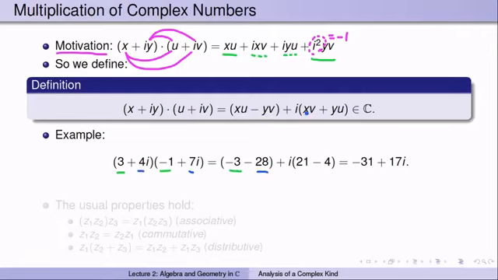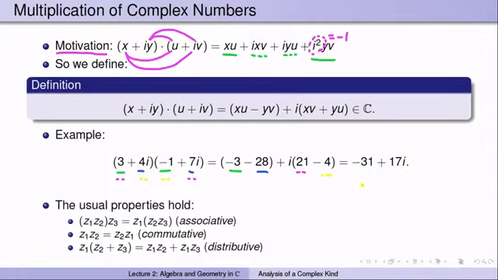Then I get the imaginary part by taking x and multiplying it with v. So 3 times 7, that's 21. And finally, I take y times u. So this is y, and u is here. So 4 times negative 1 is negative 4. Then I simplify. Minus 3 minus 28 is minus 31, and 21 minus 4 is 17. So the result of this product is again a complex number, and it is negative 31 plus 17i.